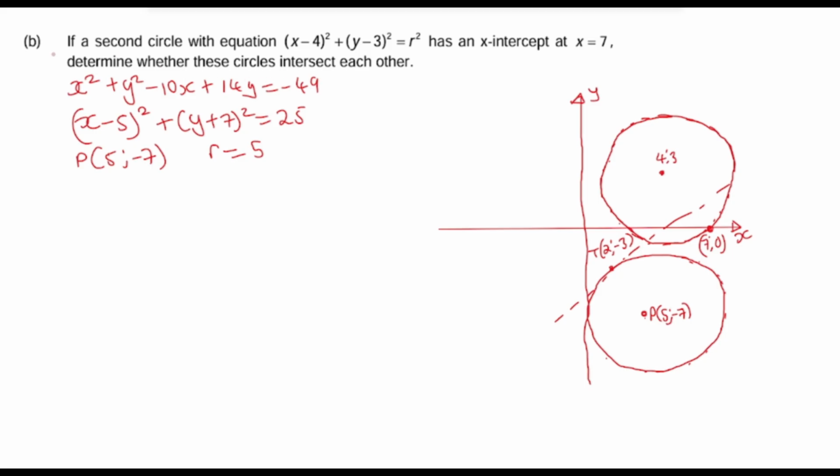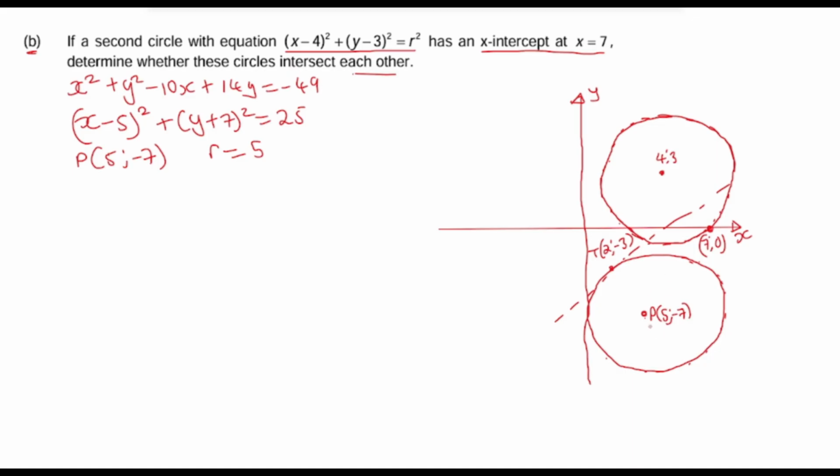Right, welcome back. Let's do question 7b. If a second circle with equation, we're given the equation here, has an x-intercept at x is equal to 7, determine whether these circles intersect each other. So what I've done here, I've tried to sketch these two circles.